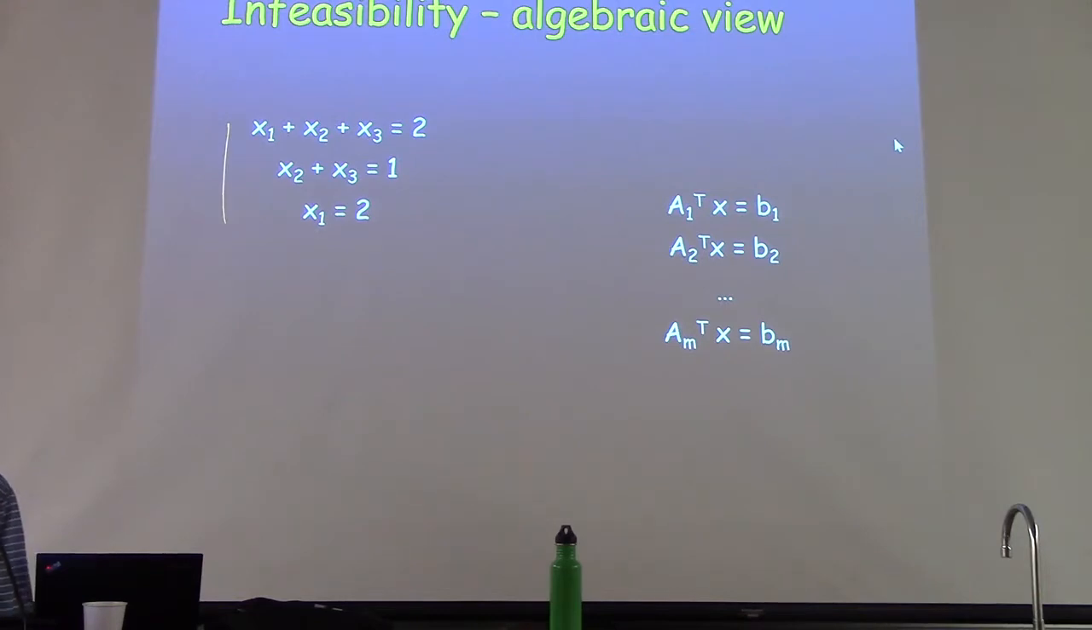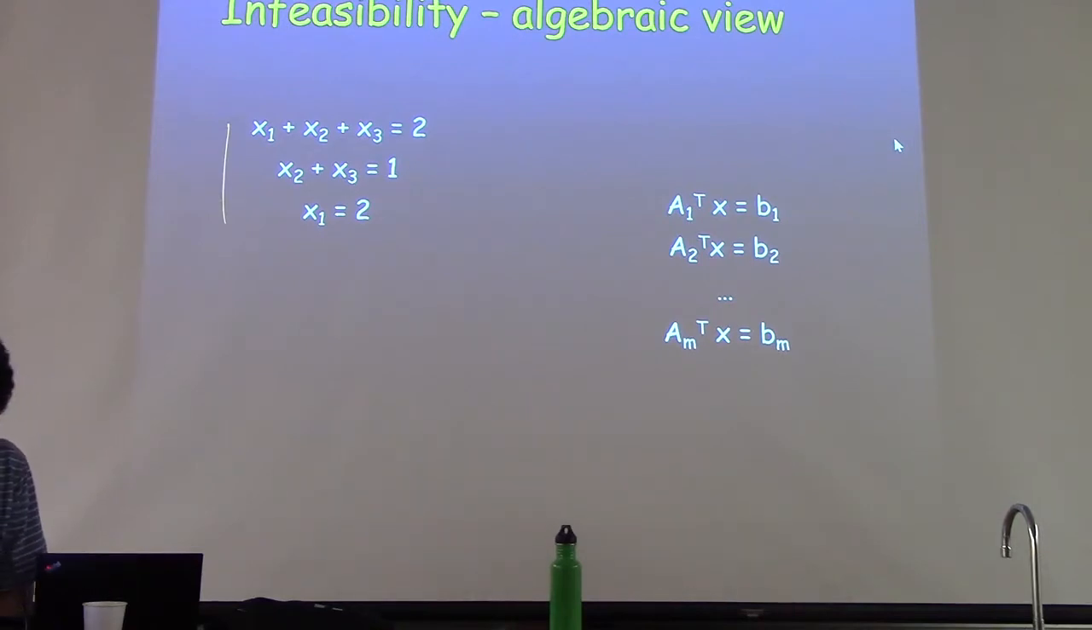No. Why? Same logic. If x1 is 2, then by the top of them. Oh, okay. So this is actually easier than I thought. So that's fine. This would imply that x2 plus x3 is 0, and this would imply that x2 plus x3 is 1. Right?